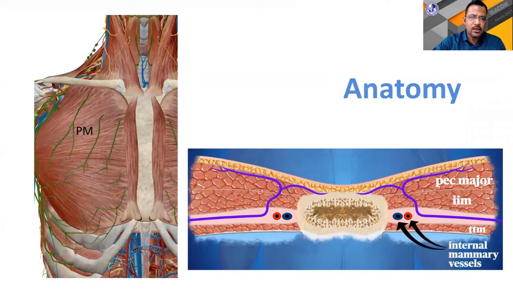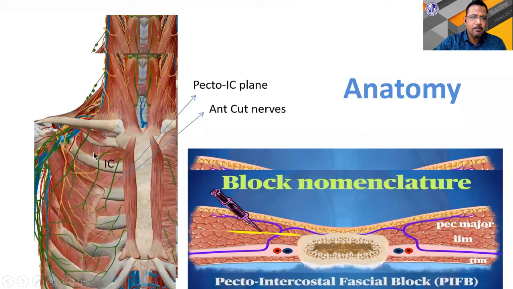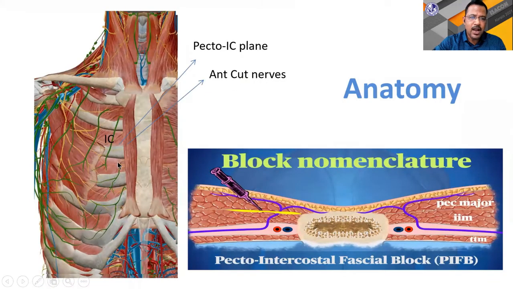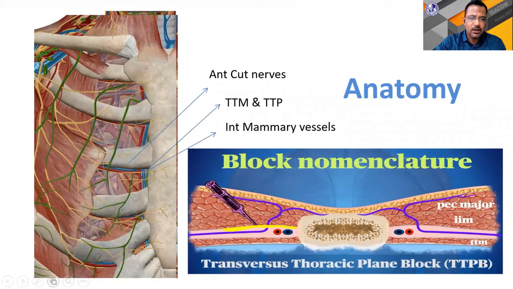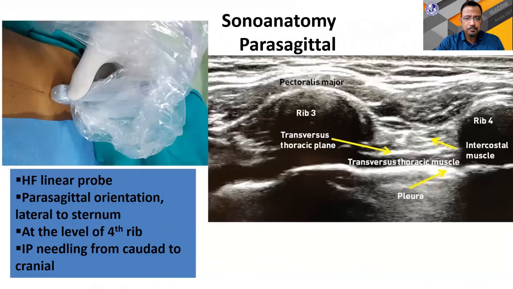So coming to the anatomy, this is the pec major muscle. As I remove the pec major muscle, you can see the intercostal muscle and the anterior cutaneous branches. If I deposit the drug between the pec major muscle and the intercostal muscle, it becomes a pectointercostal fascial plane block. And as I remove the intercostal muscle, you can see the slips of the transverse thoracic muscle here, along with the internal mammary vessels and the anterior cutaneous branches. If I deposit the drug between the intercostal muscle and the transverse thoracic muscle, it becomes a transverse thoracic plane block. You can do the block either in a parasagittal orientation or in a transverse orientation.